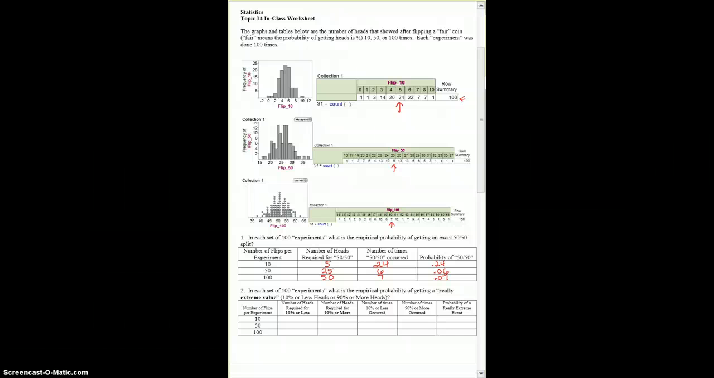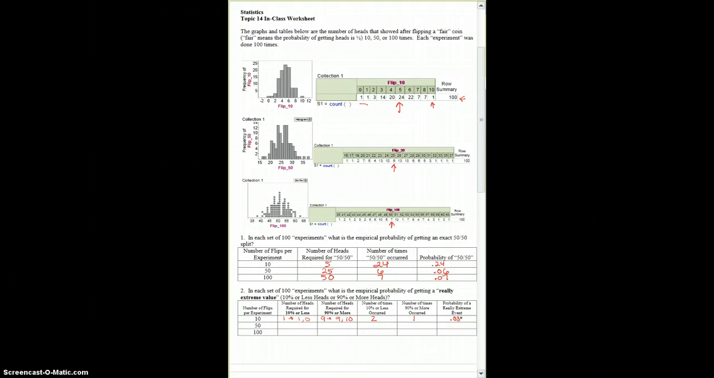Okay, so next we're looking at what happens with extreme values, so 10% or less heads, or 90% or more heads. So 10% of 10 is 1, so that would mean that 1 or 0 would be 10% or less, and so that happened 2 times. And then if I went 90% or more, 90% of 10 is 9, so that means 9 or 10. And so if I look up here, I only had 1 ten and no 9, so the probability of a really extreme event, defined as 10% or less, or 90% or more, would be 0.03.